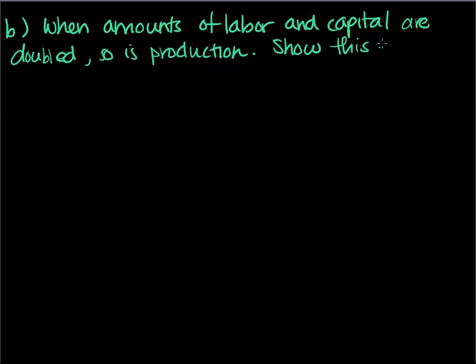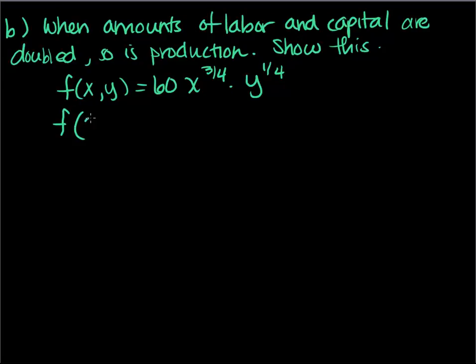Here's what this is saying. Let's take my function: f(x, y) equals 60 x to the 3/4 times y to the 1/4. It's saying when the amounts of labor and capital are doubled. What does it mean to double something? It means to multiply it by 2. So when I double x and double my capital, I need to show that production is doubled. So what I need to show is that when I plug in 2x and 2y, this is going to double also, which means it gets multiplied by 2.